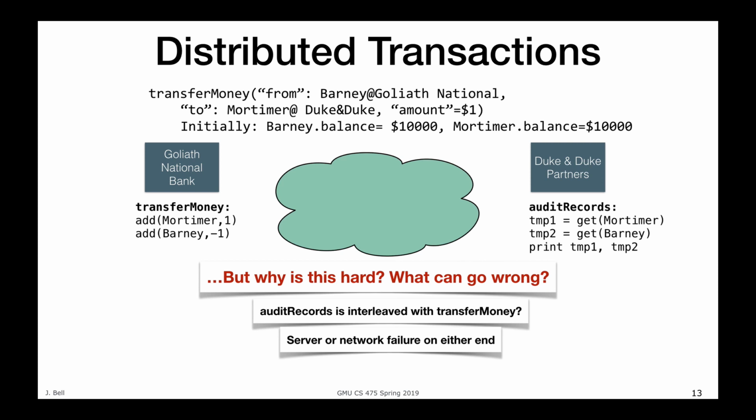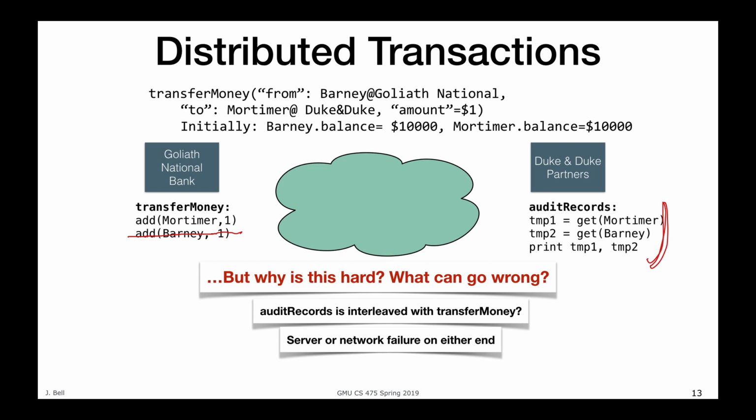But there are going to be other, more interesting kinds of failures that we're going to start seeing now that we're in this distributed scenario. Like maybe there was a server failure or the network failed, and maybe it was on either end. Maybe this transaction over here that was transferring the money was able to run the first step, and then it crashed here, and this never ran.